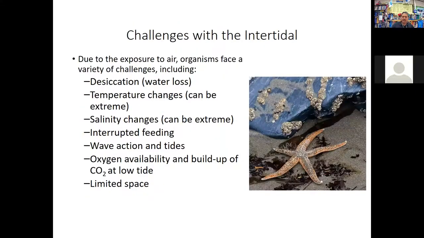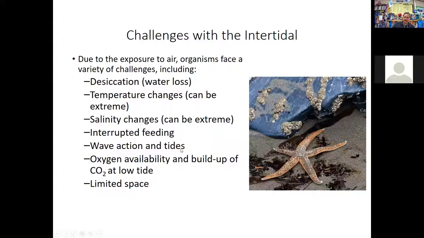All right, so if you live in an intertidal like this sea star does, you have all kinds of problems that you've got to cope with, like, for example, desiccation, high temperatures, salinity. These are some of the main ones. Interrupted feeding, because if you're a filter feeder, you've got to be in the water, and when you're out of the water, then you aren't feeding.